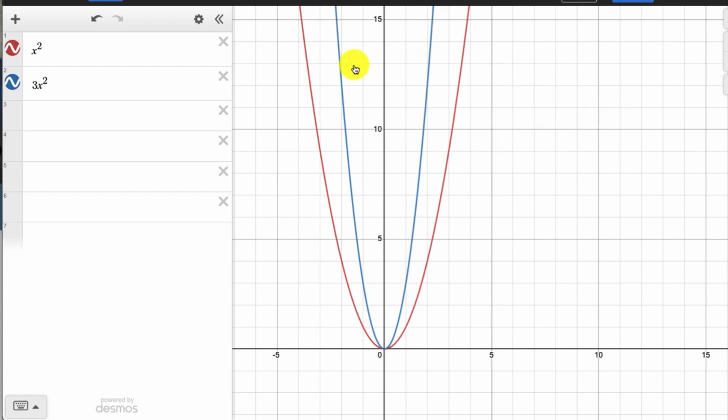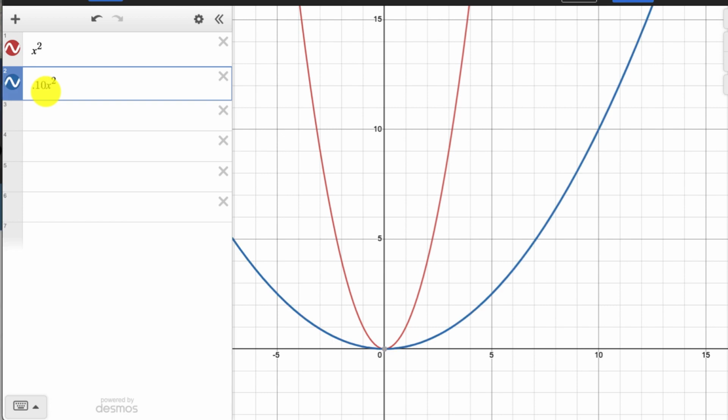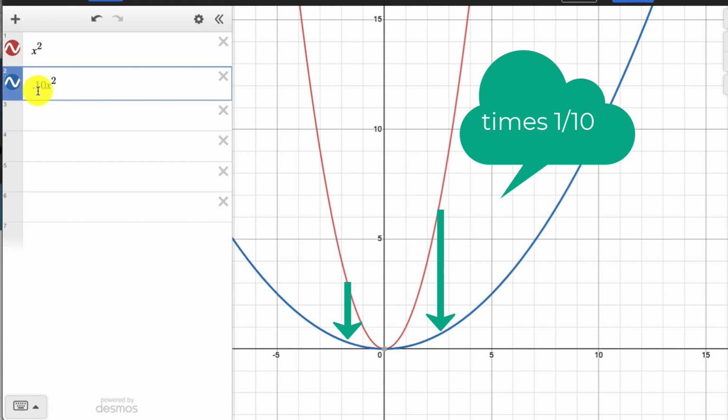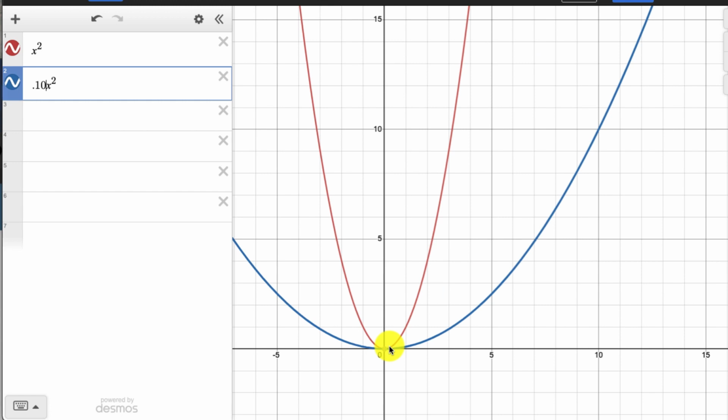Now again, if there's a number between 0 and 1, let's take 1/10, my outputs are growing 1/10 as fast. So they're growing slower compared to my parent function, and you can see that, therefore, it's getting compressed down, making it wider. Again, some people will mistakenly say, oh, the 1/10, or the 10% out front, that's making it a horizontal stretch. No, it's actually not horizontal. It's a vertical compression.